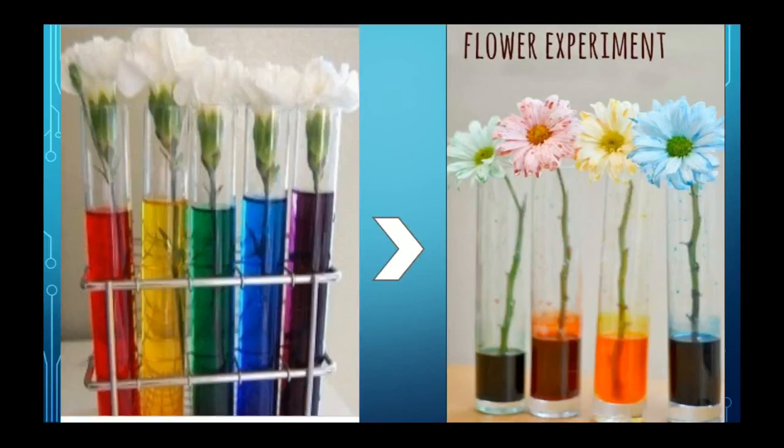First, you have to take four test tubes, and fill all the test tubes with water equally, and then put different color dyes in each test tube, 2-3 drops of dye in each test tube, and then put a white flower along with the twig in the test tube, and keep this setup undisturbed for a day. The next day, when you come back and see the setup, you will be amazed to know that all the flowers in each test tube have different colors.